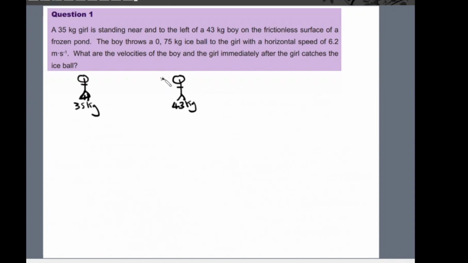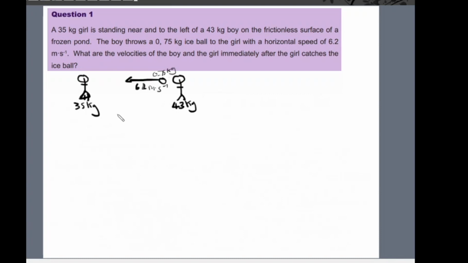So this guy throws a ball towards the girl at 6.2 meters per second, right? This ball is 0.75 kg. But what are the velocities of the boy and the girl immediately after the girl catches the ice ball?